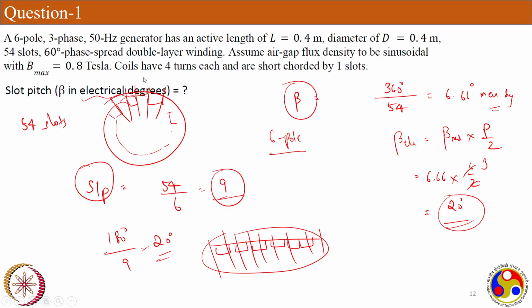The question it was given, coils have 4 turns for each coil. Given coils have 3 turns. Can you move close? I'm getting an echo. You can type it if you want to say something.